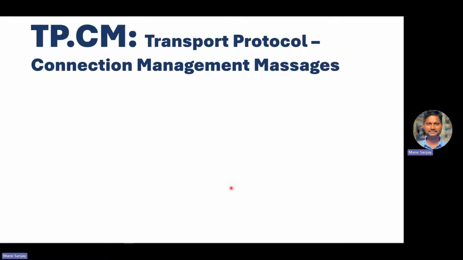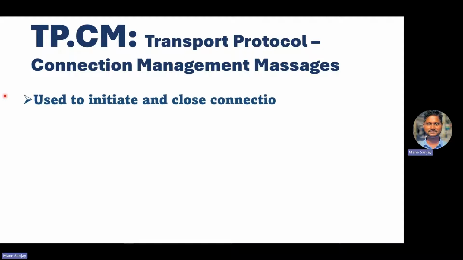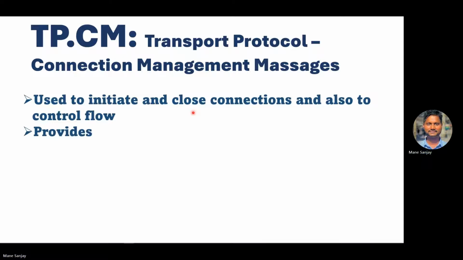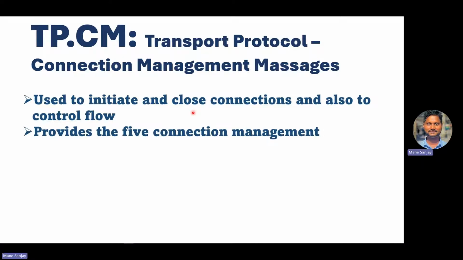TP.CM is the transfer protocol connection management message. It is used to initiate and close the connection and also to control the flow. Once you understand TP.CM and TP.DT, it is very easy to transmit messages of more than 8 bytes, with or without errors, destination address specific as well as broadcast announce messages. Very simple. So what is the role of TP.CM? Initiate and close the connection and control the flow. It provides 5 connection management messages.